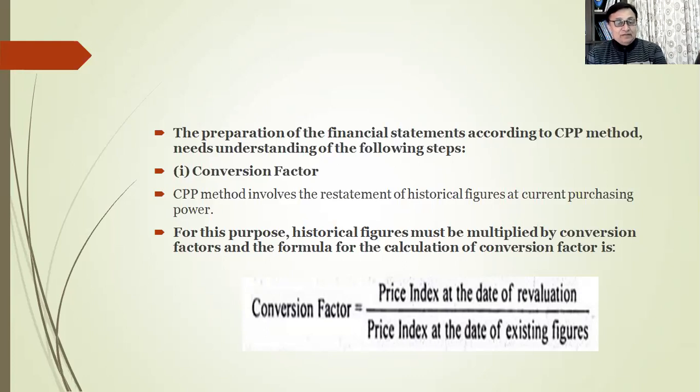That means when the asset must have been purchased. So in this way we will calculate the conversion factor. For example, presently we may have the price index 220, but at the time when the asset was purchased, the index figure may be 150. So the conversion factor will be 220 divided by 150. This conversion factor will be multiplied with all the figures in the financial statements, and accordingly the values will be restated.